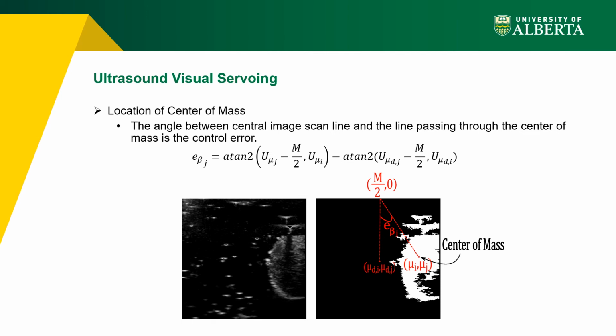Our segmentation algorithm uses the Otsu threshold method to create a binary image and selects the largest connected component as the stroma inside the breast. The angle between the central image line and the line passing through the center of mass, as determined from the center of the scan line, defines an error that can be used to control the in-plane rotation of the probe. This is shown mathematically in the equation and graphically in the figure. The right figure shows the output of the segmentation algorithm, and the error corresponds to the location of the center of mass.